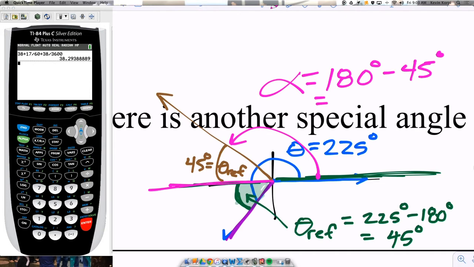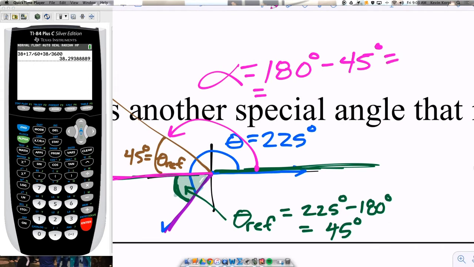Because the terminal ray is going to be falling short or greater than 180 in quadrants 2 or 3, we're going to be working off the x-axis, which is 180 degrees. So 180 minus 45 would be 135 degrees. So what would be the reference angle for 135 degrees? 45. What would be the reference angle for 225 degrees?